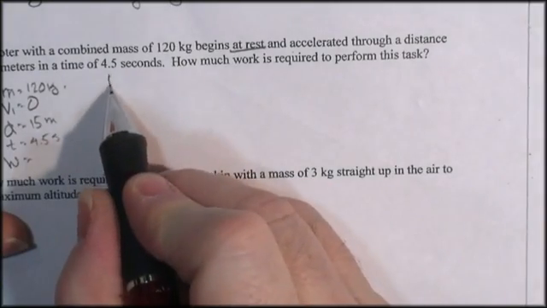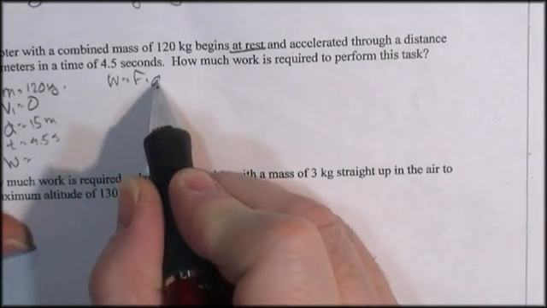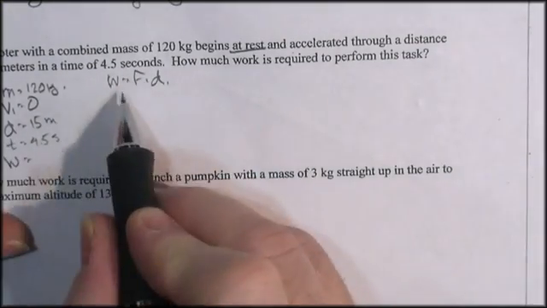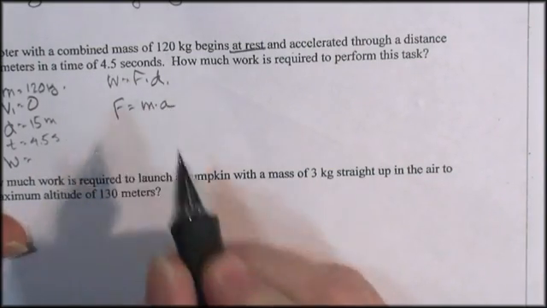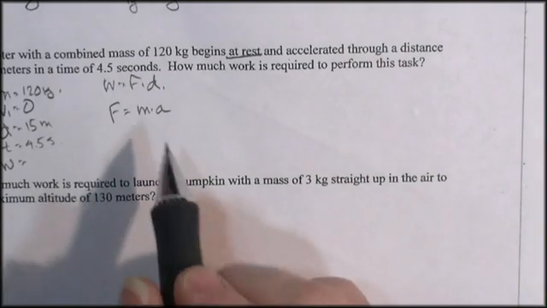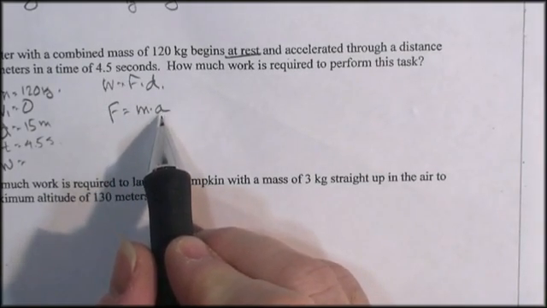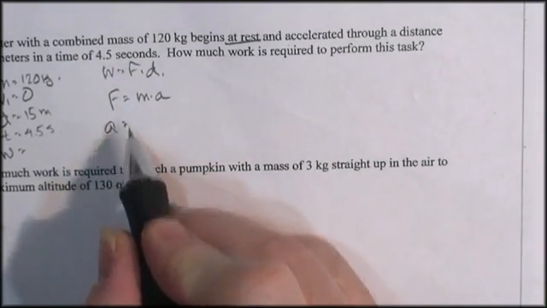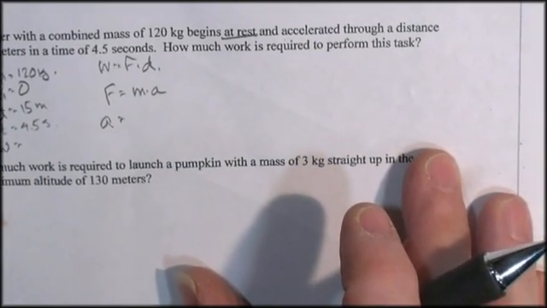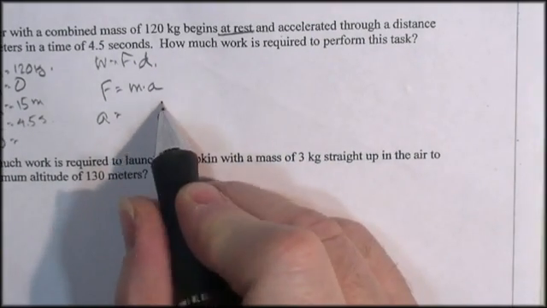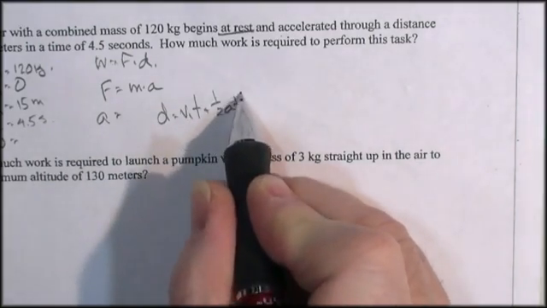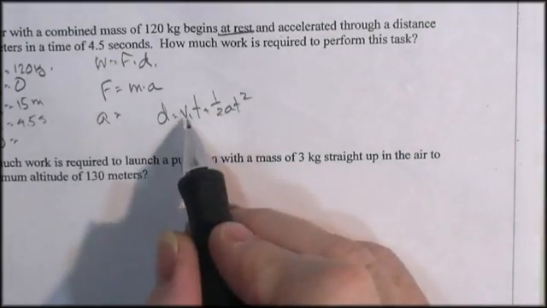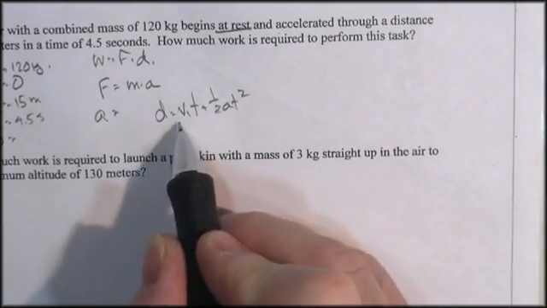Well, work is equal to force times distance. Distance we know, force we don't know. Force is equal to mass times acceleration. These are all coming from the formula sheet. Mass I know, acceleration I don't know. So I need a formula for acceleration. When I look at my formula sheet, I find this one. Distance equals v_i t plus 1/2 a t squared. Just spent 2 months talking about acceleration, so I can find it.